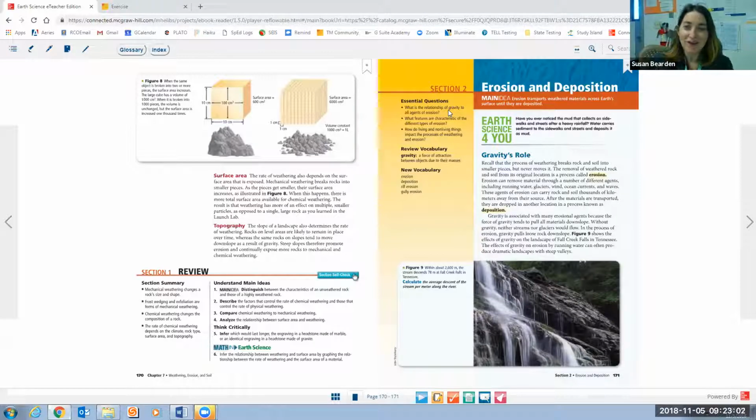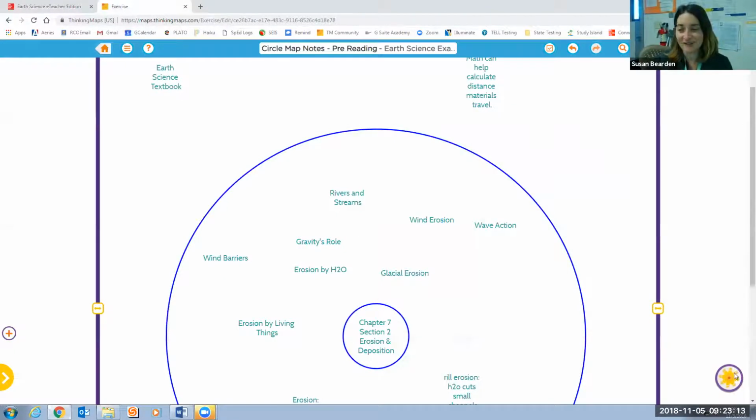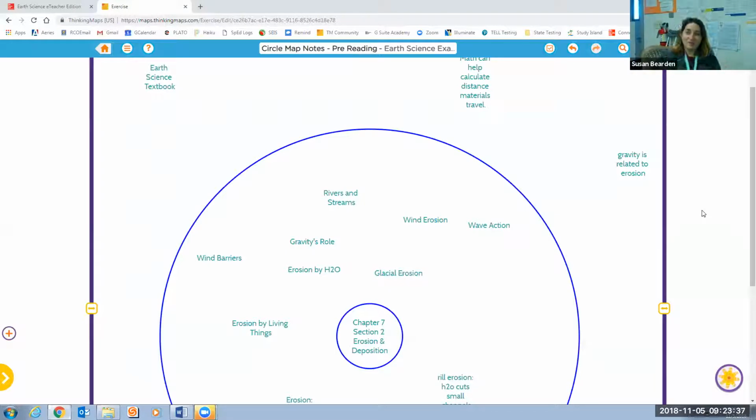Okay, so, oh, but I already know about gravity. And so they're telling me gravity is related to erosion. Oh, well, there's a connection right there. Oh, sweet. Okay. Well, that was easy enough, right? So we were able to turn the essential question from our lesson into a connection to something we already knew. I already knew about gravity, and I've heard this word erosion. It's kind of new, but this is cool. So gravity is related to erosion. Awesome. Okay, ladies and gentlemen, we have now completed our circle map notes.